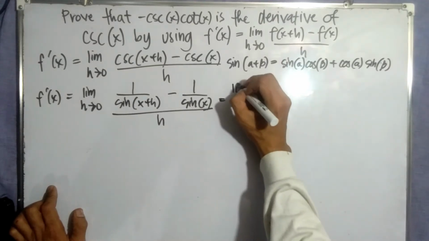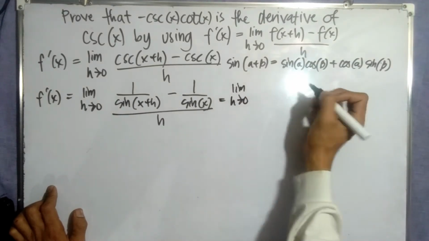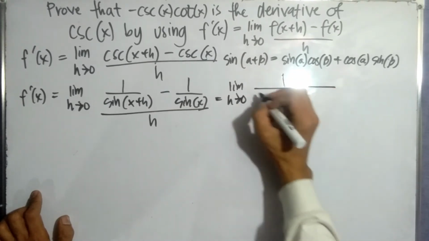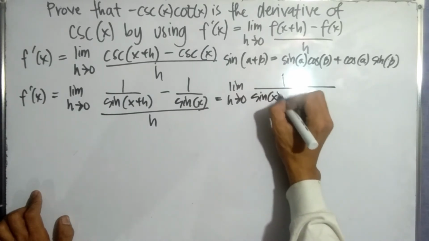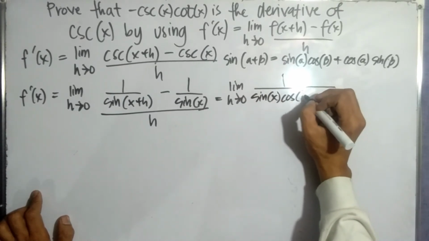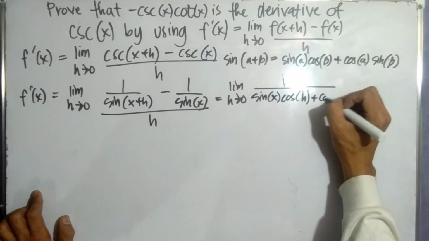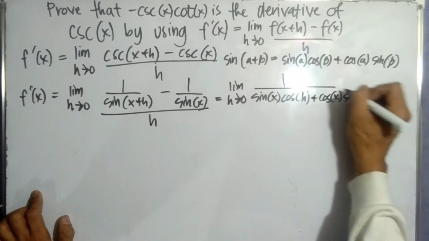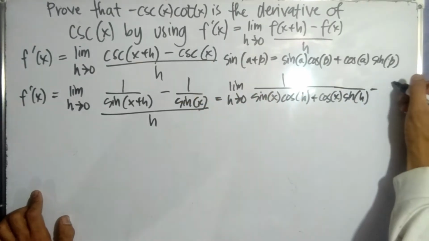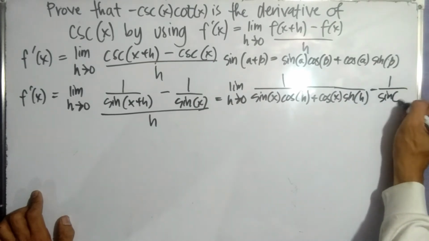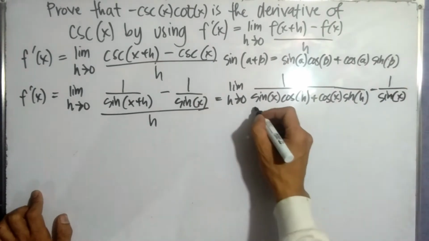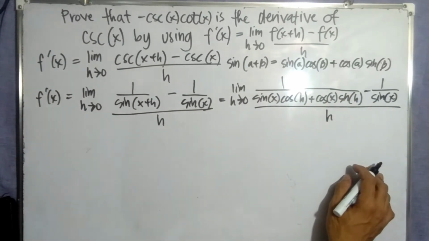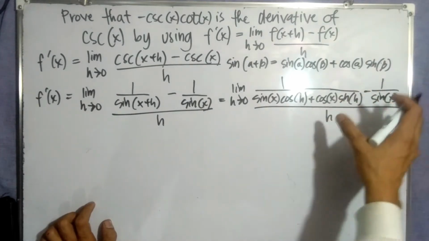So, diretso. Limit as h approaches 0 of 1 over, medyo mahaba to. So, sine first angle x times cosine second angle h plus cosine first angle x and sine second angle h minus 1 over sine x all over h. So, sunod yung gagawin dito is getting the common denominator.